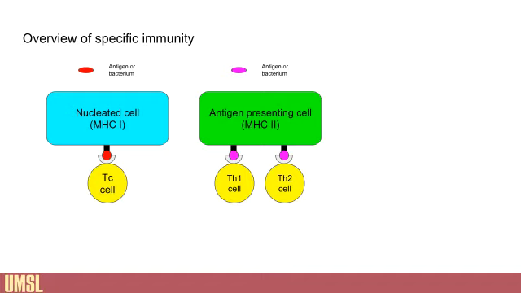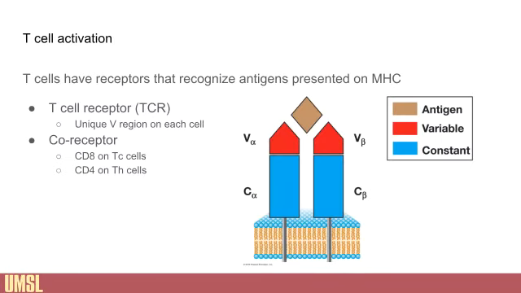And so MHC1, once charged with an antigen, can now interact with a T cell receptor on a cytotoxic T cell, whereas the MHC2 that's charged with an antigen from a pathogen or other bacterium can now interact with T cell receptors, shown in gray, that are on T helper 1 and T helper 2 cells.